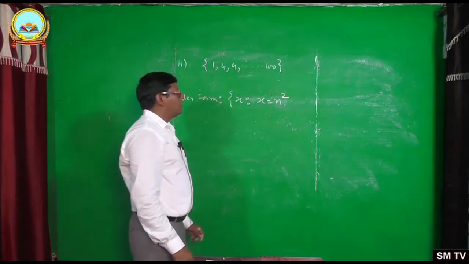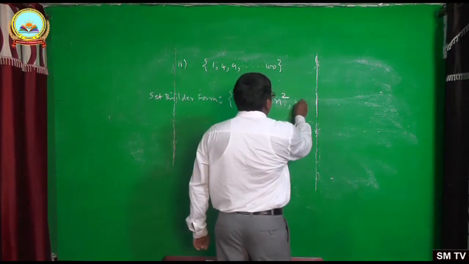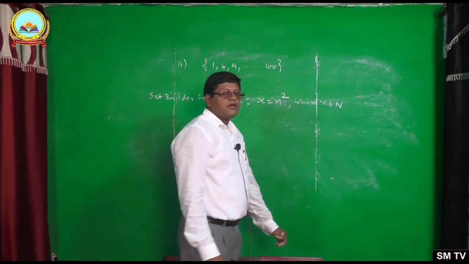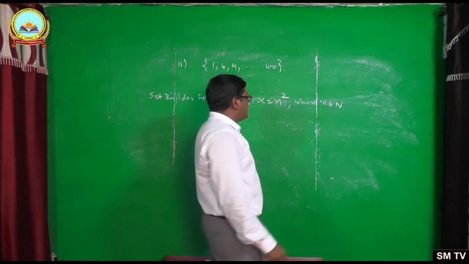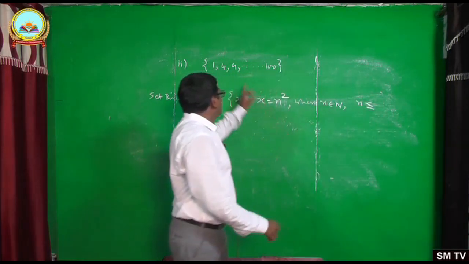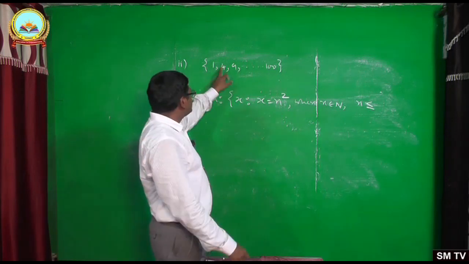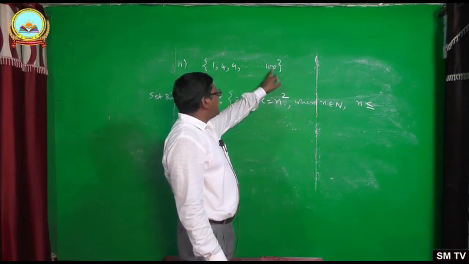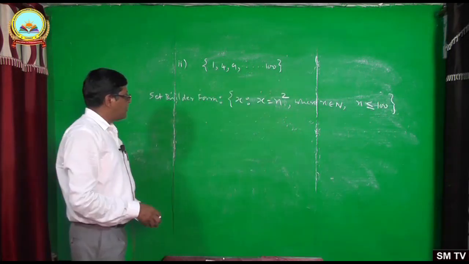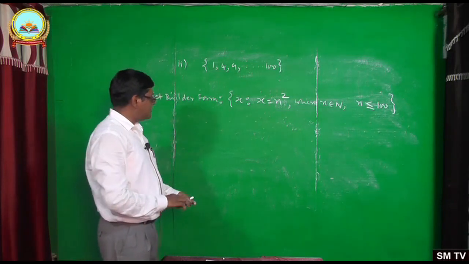where n is a natural number. I just write n belongs to the set of natural numbers N. When you put n is 1 you will get 1 square, when you put n is 2 you will get 2 square, that is 4, and at the end when you put n is 10 you will get 10 square, that is 100. So now we are going to discuss different types of sets.